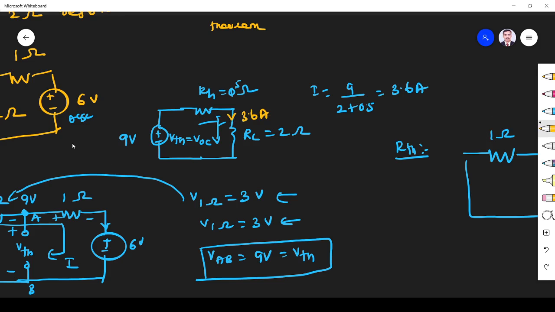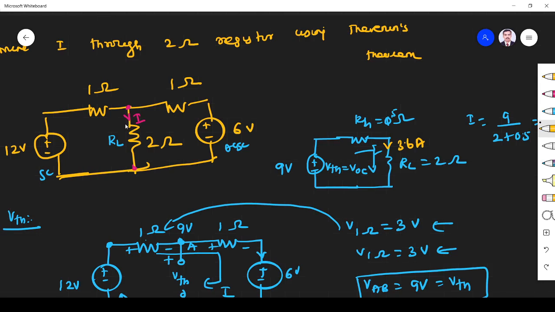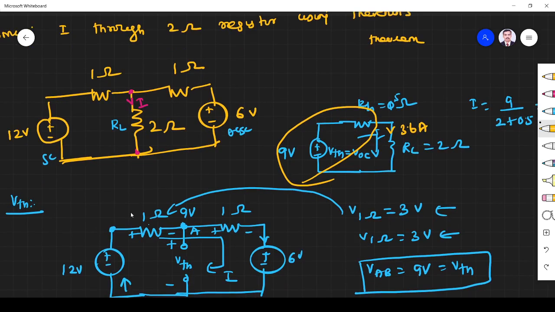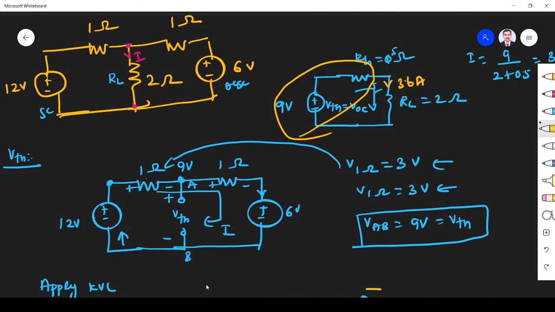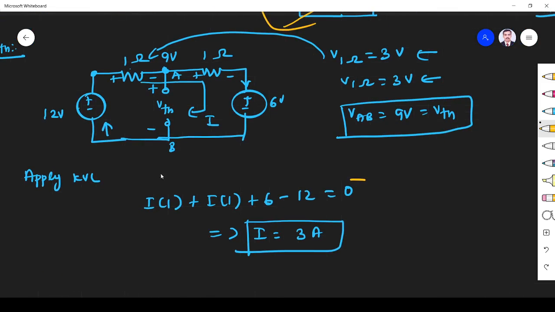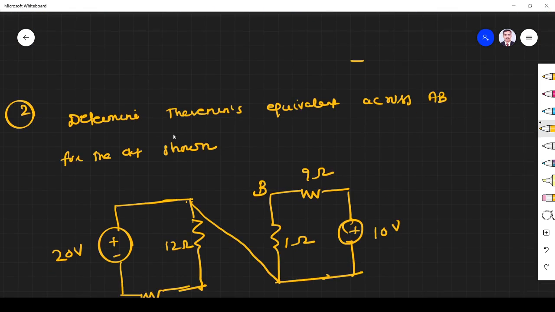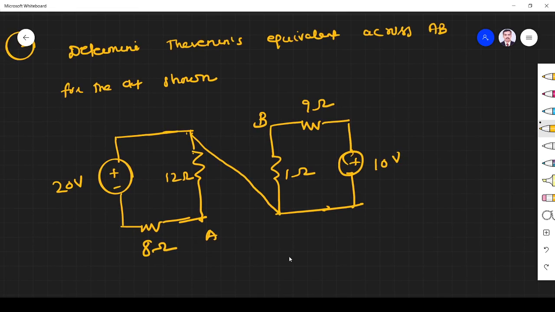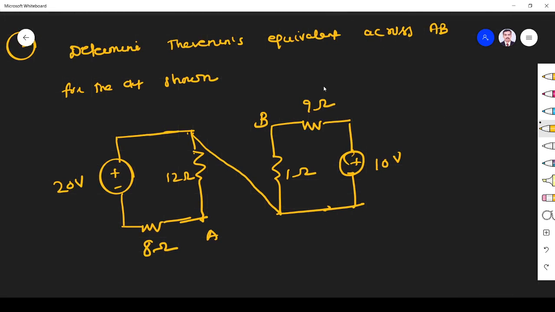You see, this circuit has 3 resistors and 2 voltage sources, so that is replaced by an equivalent single voltage source and a resistor. That is the beauty and advantage of Thevenin's theorem, right? Okay. Next question is, determine Thevenin's equivalent across AB.